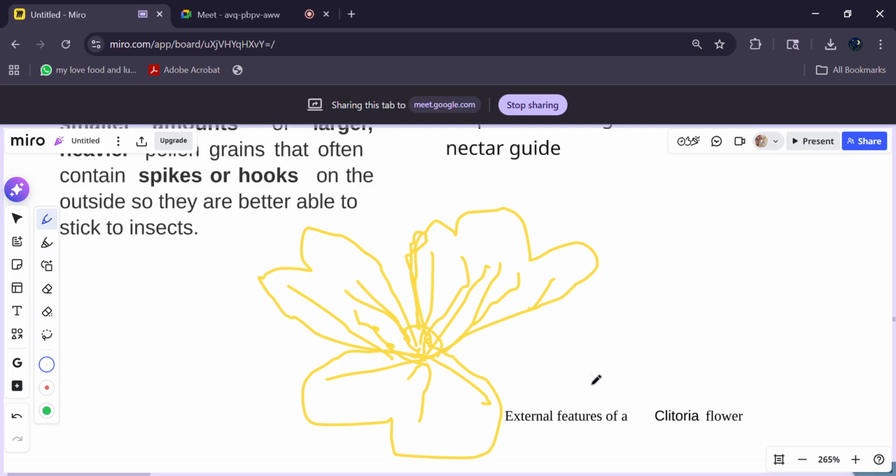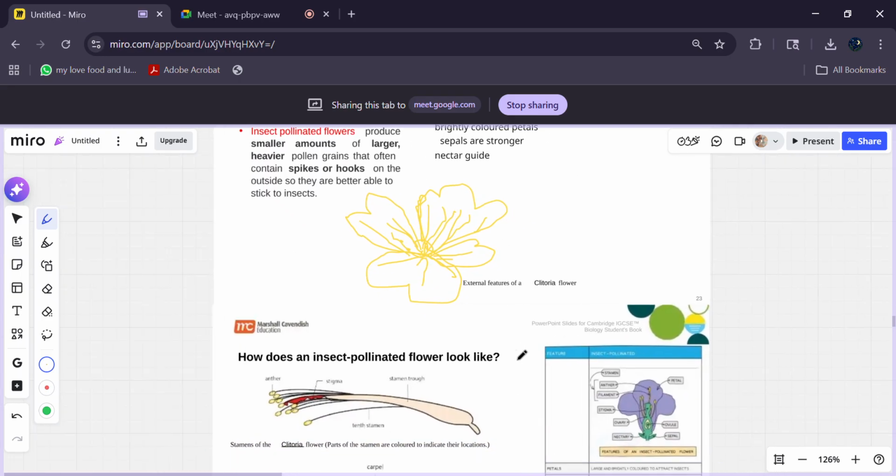Wing petals are enclosed by standard petals, and keel petals are enclosed by wing petals. The keel petals enclose the reproductive organs. So there are two petals, which are wings and keel petals. These petals are in charge of protecting the reproductive organs of an insect pollinated plant.